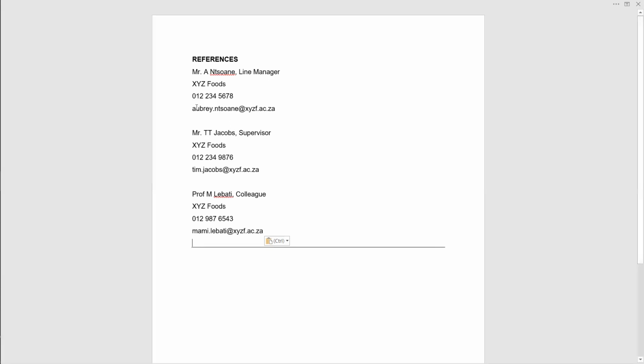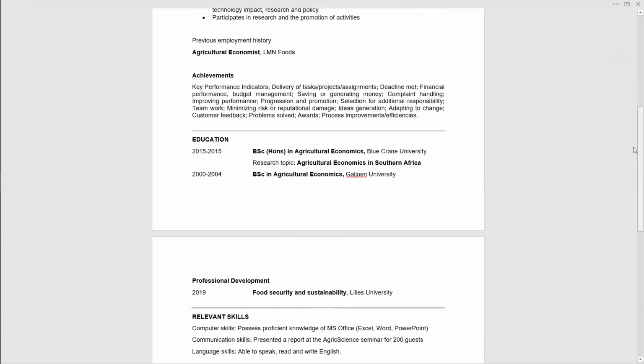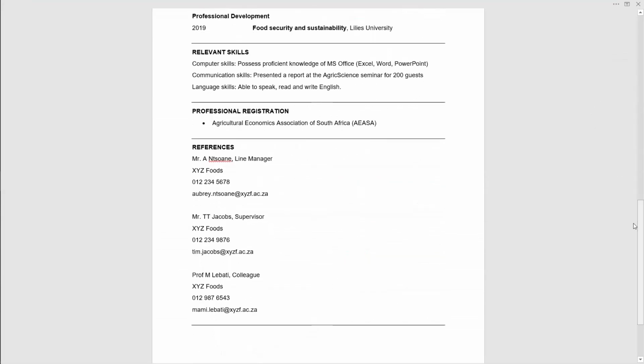And lastly, ensure that the email addresses are not hyperlinked. Hyperlink is when they are blue and underlined like this. So ensure that they are not hyperlinked, so that when recruiters print out your CVs, your email will be crystal clear. Lastly, guys, we are done with the drafting of our professional CV. And as you can see, it's 2 pages long.